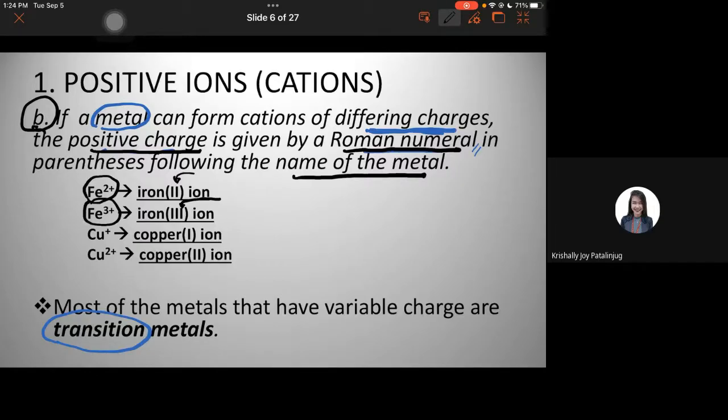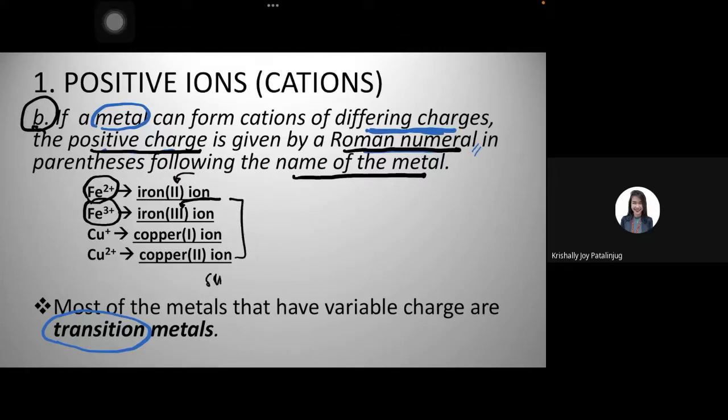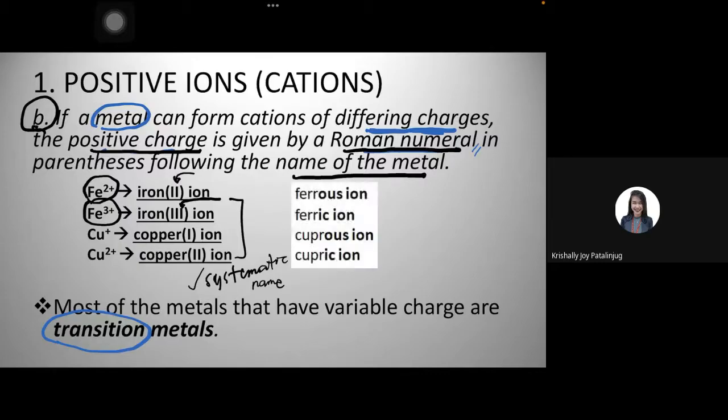So if it says copper 1, it means that copper has a positive 1 charge. Copper 2 means it has a charge of 2. Chromium 3 would be a chromium with a positive 3 charge. Okay, so this is actually the systematic name, or the new name of the cations capable of forming varying charges.